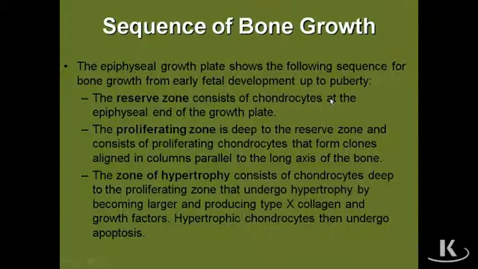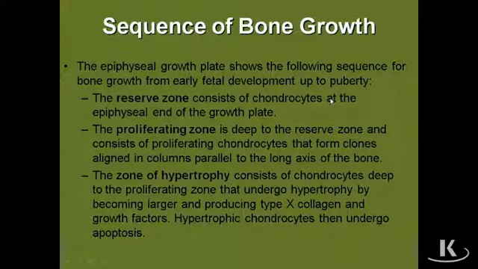So here's the sequence. The epiphyseal growth plate shows the following sequence for bone growth from early fetal development up to puberty. The reserve zone, as we said, which was shown on the left side of the previous slide, consists of chondrocytes in their lacunae at the epiphyseal end of the growth plate. The proliferating zone is deep to the reserve zone and superficial to the zone of hypertrophy, and it consists of proliferating chondrocytes that form clones aligned in columns parallel to the long axis of the bone.